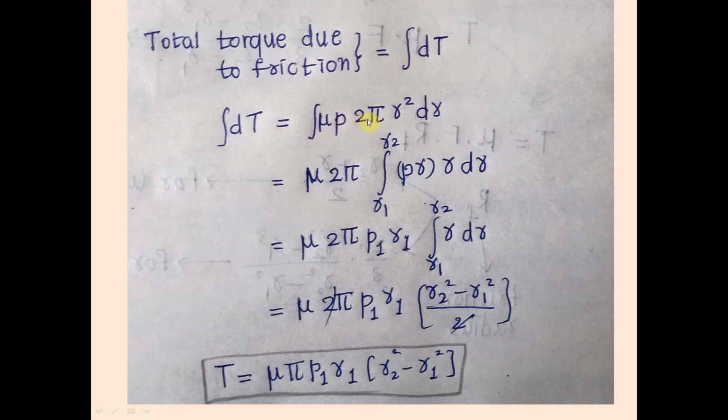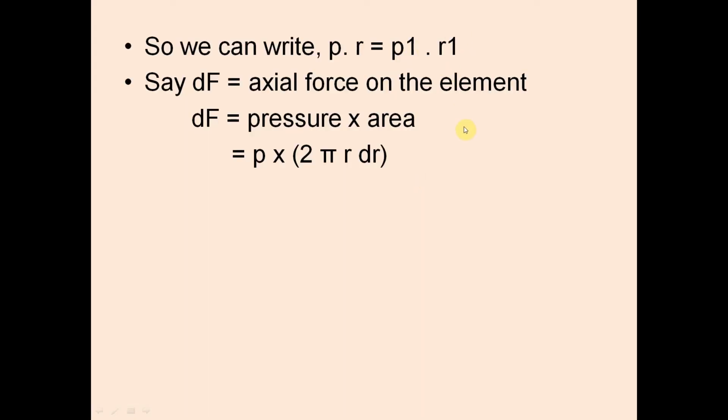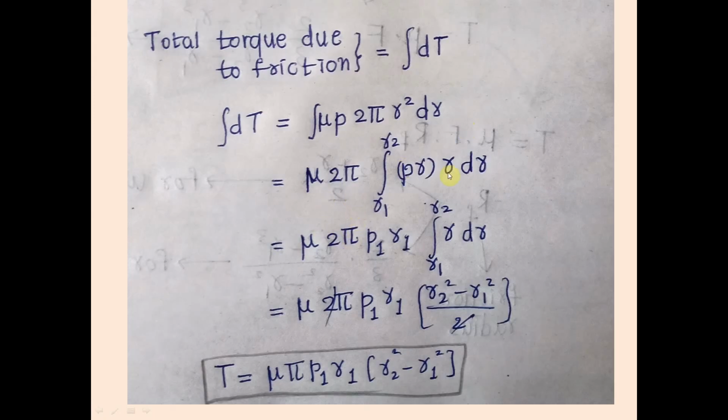Mu and 2 pi are numerical constants, so we can take them out, and we are left with integral pr square dr, and we can write pr square as pr into r dr, and we can replace this pr with p1 r1, and we can take it out as well. So mu 2 pi p1 r1 integral r dr, and integral r dr is r square by 2, so we will write r2 square minus r1 square by 2. So total torque is mu pi p1 r1 into r2 square minus r1 square.